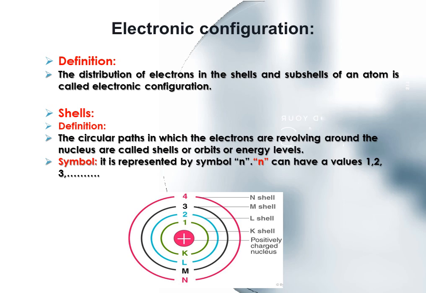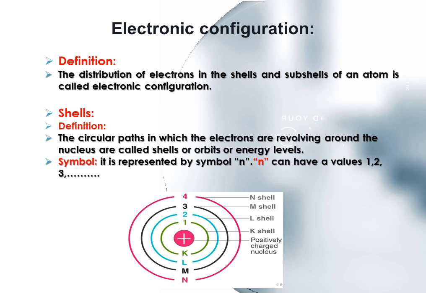Now what are shells? I already discussed in Bohr's atomic model that the circular paths in which the electrons revolve around the nucleus are called shells, or orbits, or energy levels. Symbol: the number of a shell is represented by the symbol n. N can have a value from 1, 2, 3 and so on. As there are 7 periods in the periodic table, the value of n will be from 1 to 7.